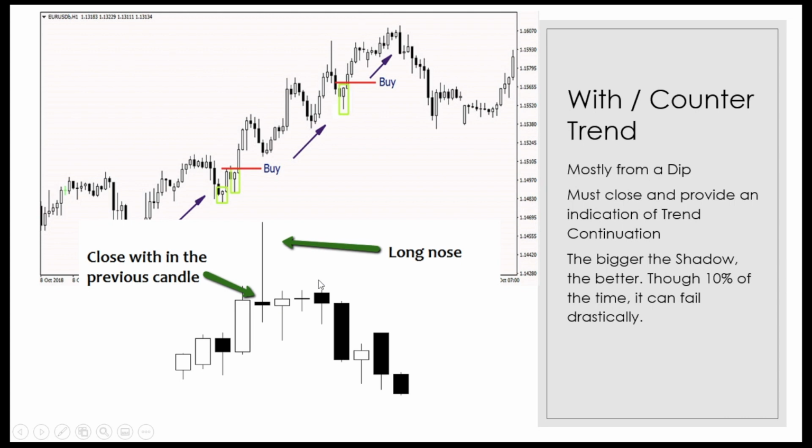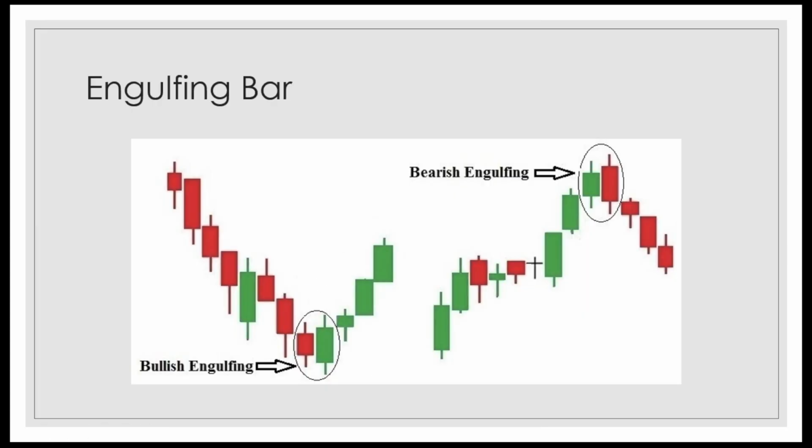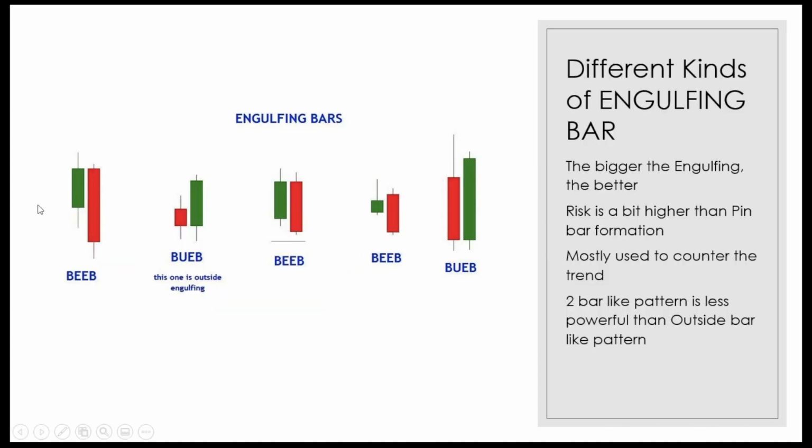Then the next candlestick pattern is the engulfing bar. There are 2 types of engulfing bar, like the pin bar, but there are different types of engulfing bar that we can see in the market, like BEEB and BUEB. There are lots of theories behind all these things, but what we need to understand is that the bigger the engulfing bar, the better, because it shows where the market momentum is shifting.